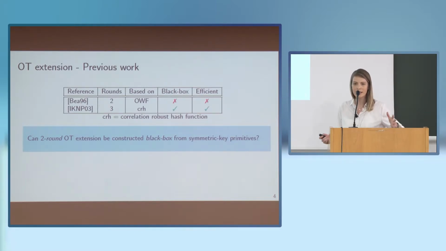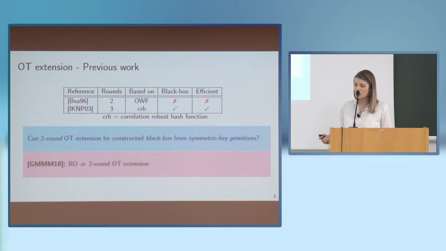So this is directly the question we can ask, and this is the lower bound that is mentioned in the title. There was a result of Gay, Mahmoody, Masny, and Meckler at last year's Crypto that there's actually no hope in getting that, because random oracles don't imply 2-round OT extension.